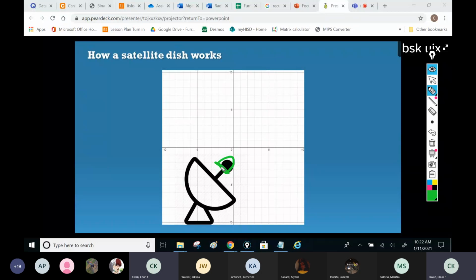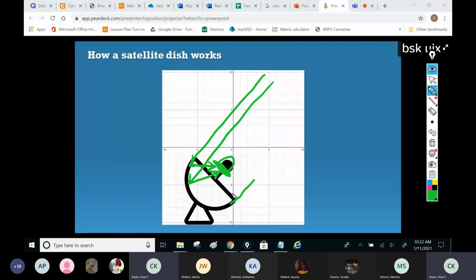So only this part right here receives the signal, not the outside. When you have signals coming from here, it will bounce back to the signal receiver, and then you get your signal like this. And the cool thing about this is that it doesn't matter which angle the signal is coming from. It can be from out here. As long as it hits the dish, it will always bounce back to the signal receiver.